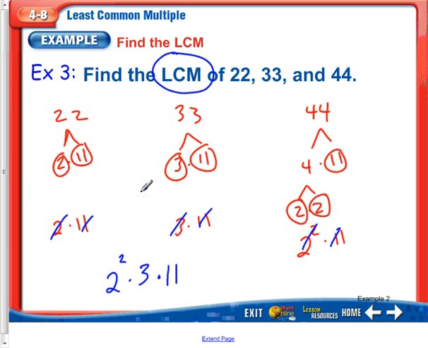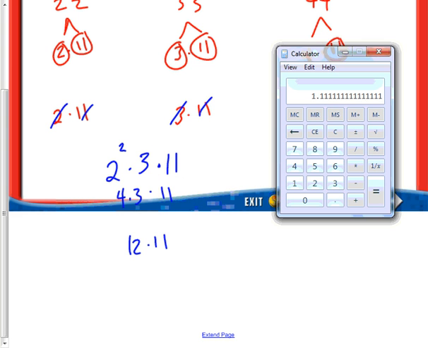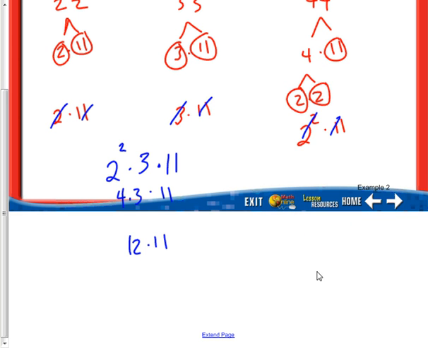So what I need to do is work this out: 2 squared times 3 times 11. So 2 squared is 4, and 4 times 3 is 12, and 12 times 11, well, if I want to, I can go ahead and jump to a calculator. 12 times 11 equals 132. So 12 times 11 is 132, and that is actually going to be my LCM of this problem.